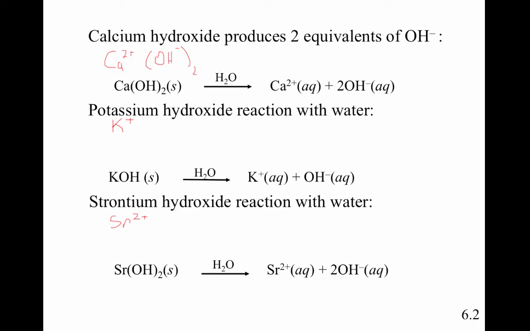This becomes important when we start doing calculations with strong bases. And these are all examples of strong bases. That we know how many hydroxide ions we get for every 1 mole of potassium hydroxide, we'll get 1 mole of hydroxide ions. For every 1 mole of strontium hydroxide, we'll get 2 moles of hydroxide ions. Being able to figure this out becomes very important when we start doing the calculations on pH and pOH and how acidic and how basic our solutions are.